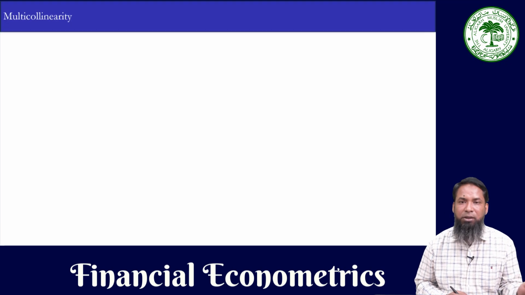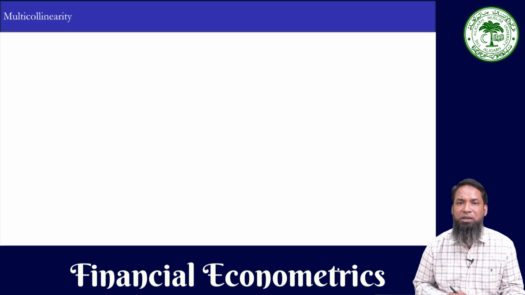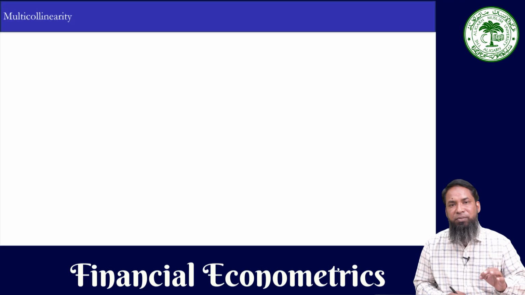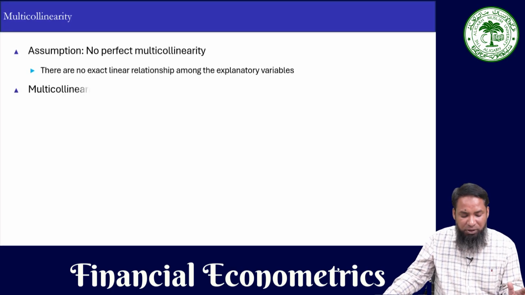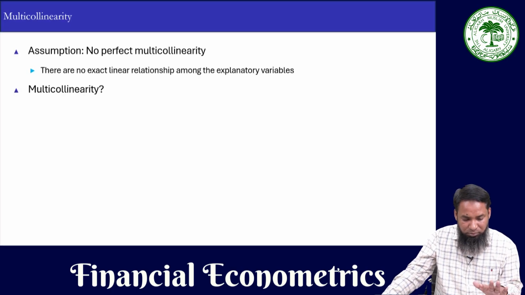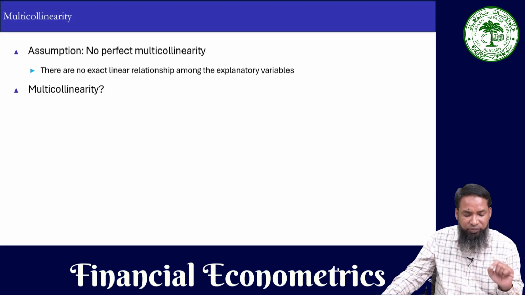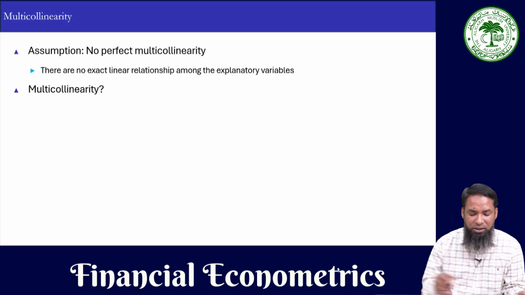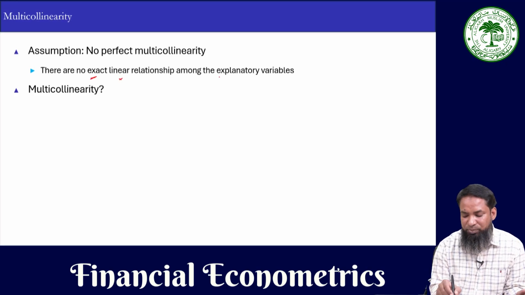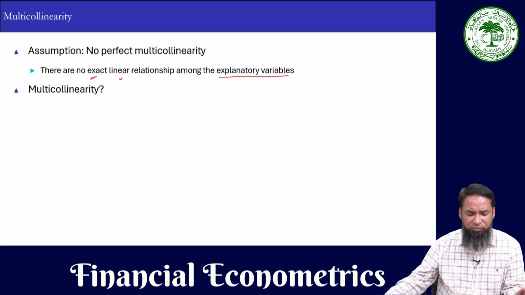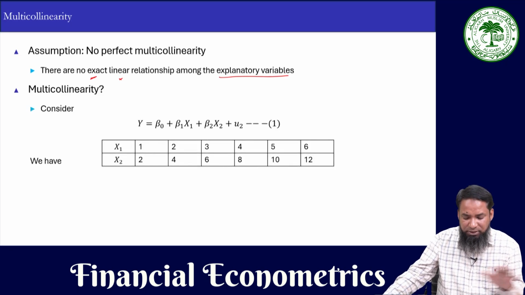Now the second important concept is multicollinearity. Basically, the assumption is that there is no multicollinearity. The violation means there is the presence of multicollinearity. So what is the assumption of no perfect multicollinearity? The assumption of no perfect multicollinearity is that there is no exact linear relationship among the explanatory variables. So let us consider this situation here.